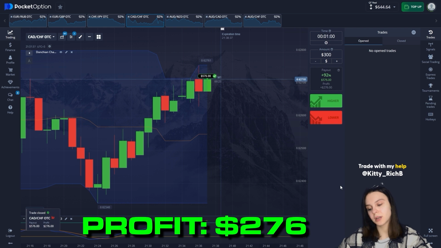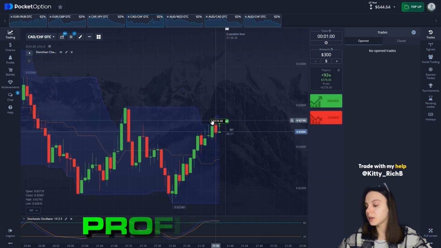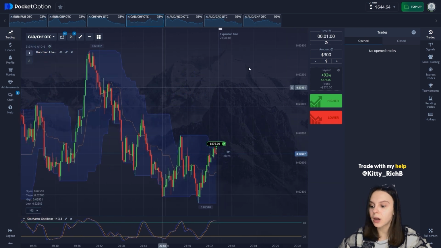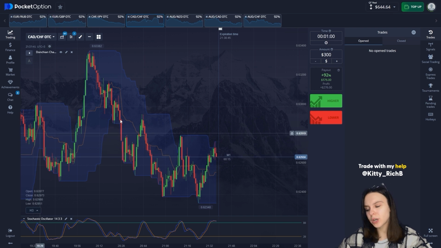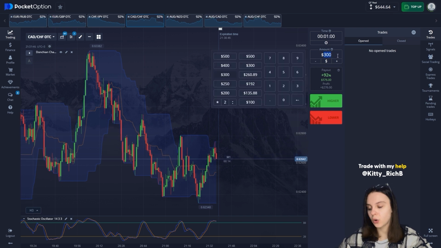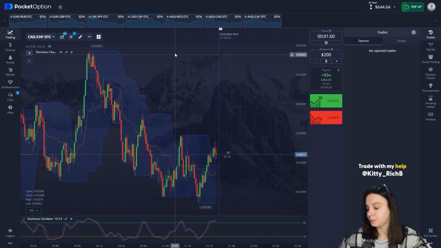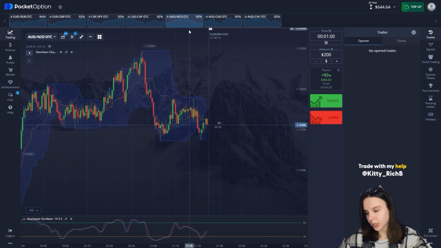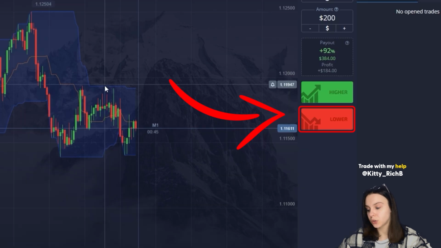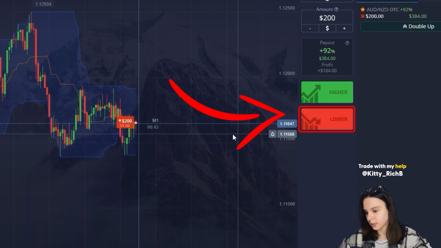Great! This transaction is also closing in plus and our balance is currently $644.64. Let's for now reduce the deal to a value of $200 and move on to the next currency pair. Here we have moved to the next currency pair. Let's open a downward trade and let's proceed to the general analysis.